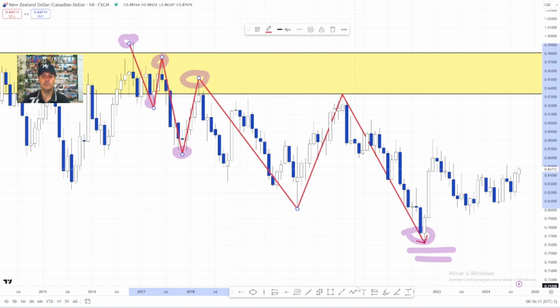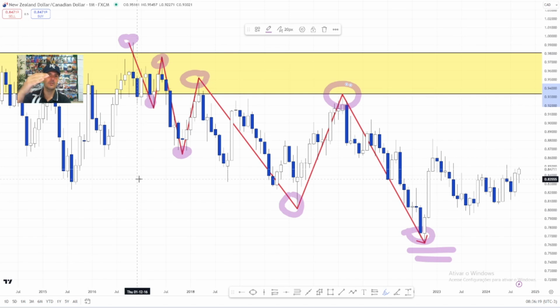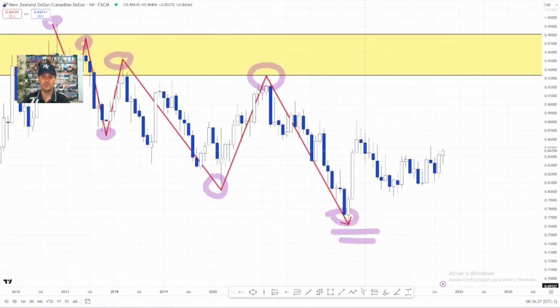Okay, that's the low, that's the low, that's the high, and then this is the low. So we have a confirmed lower lows, lower highs. Agreed? Okay, very good. Now, question for you.